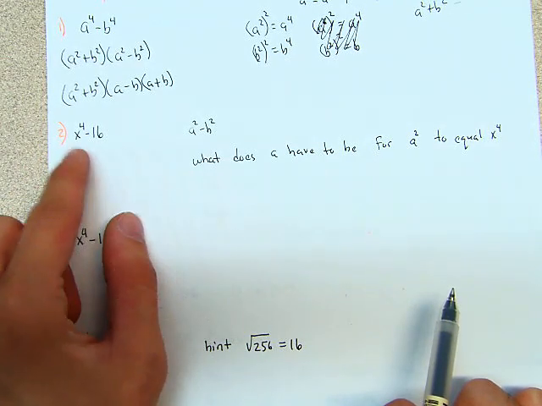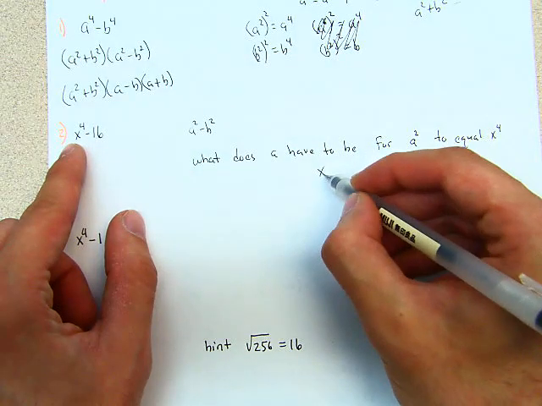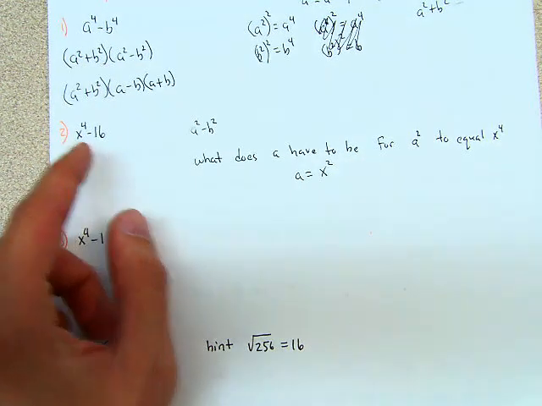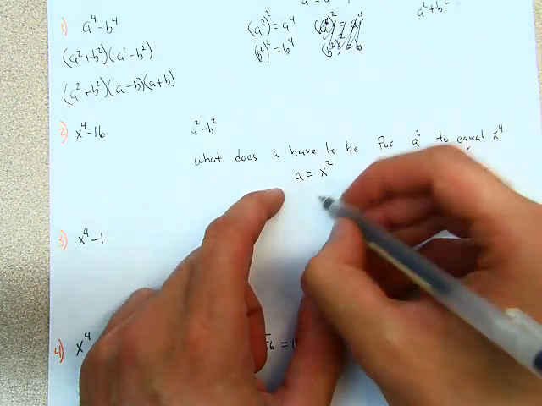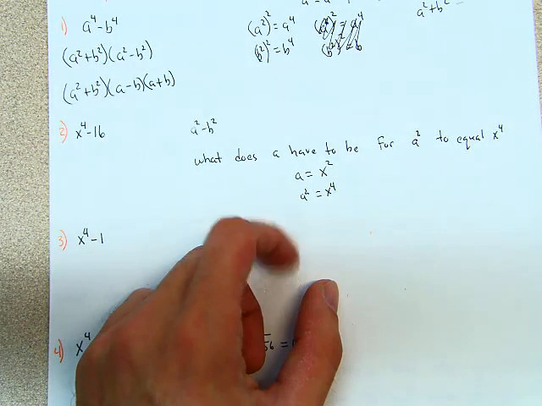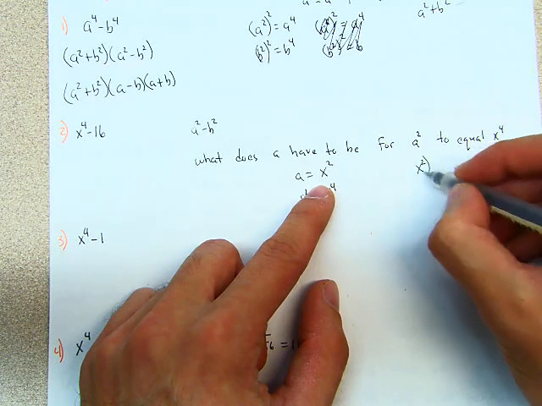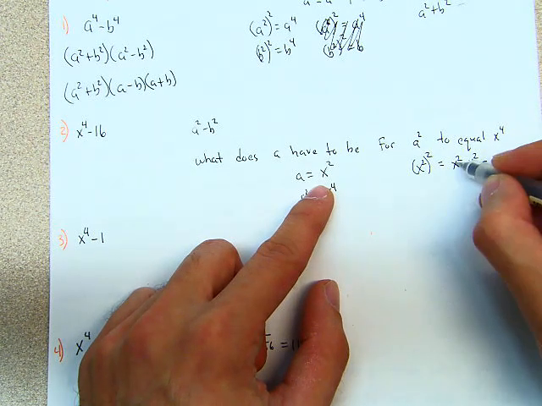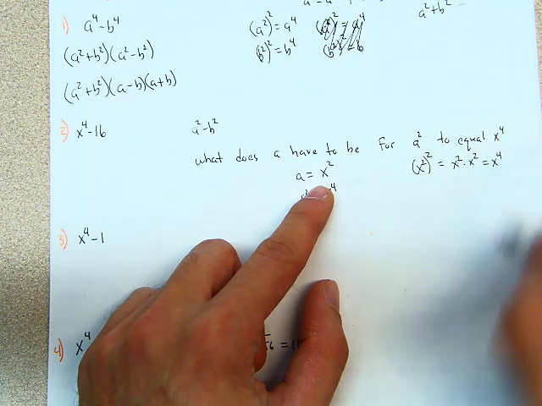We want that a squared to look like that. Well, that's just equal to, let a equal x squared. Because if a is equal to x squared, then a squared is equal to x to the fourth. Right? Because x squared squared is equal to x squared times x squared, which is x to the fourth.